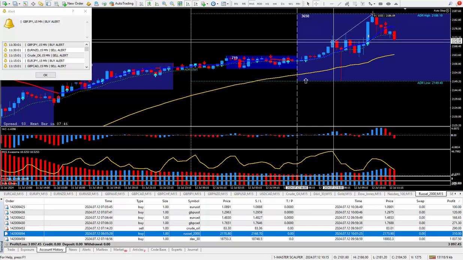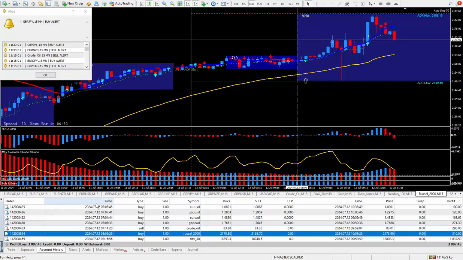Matter of fact, up to there is 155, but in real time I was happy with 31. There it is right there, 31 ticks, paying out $310.